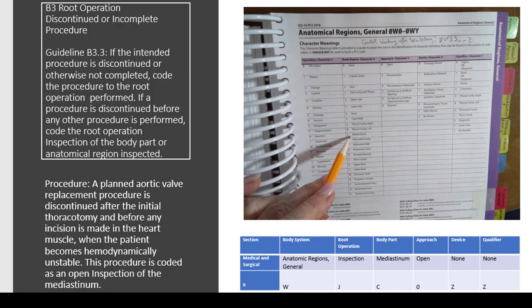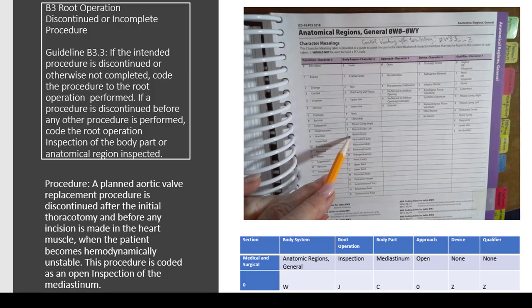Guideline B3.3: if the intended procedure is discontinued or otherwise not completed, you're going to code the procedure to the root operation performed. So if it's discontinued before any other procedure is performed, you're going to code inspection of the body part or the anatomical region inspected. The procedure I've given you here to explain this is a planned aortic valve replacement. The procedure is discontinued after the initial thoracotomy and before any incision is made in the heart muscle. The patient had become hemodynamically unstable. So you're going to code an open inspection of the mediastinum.